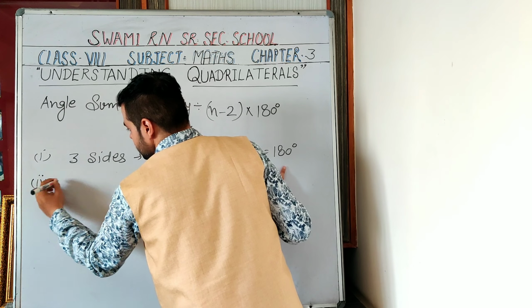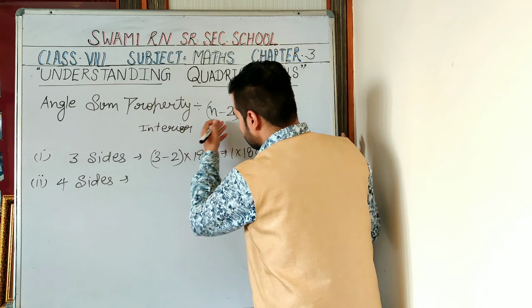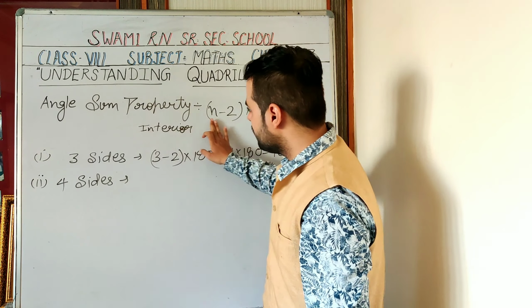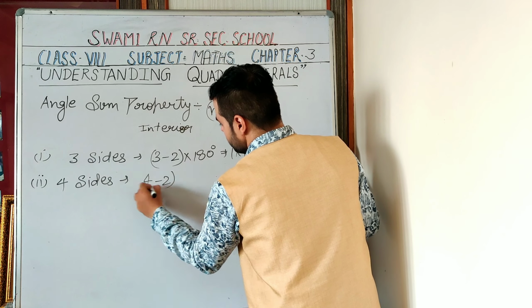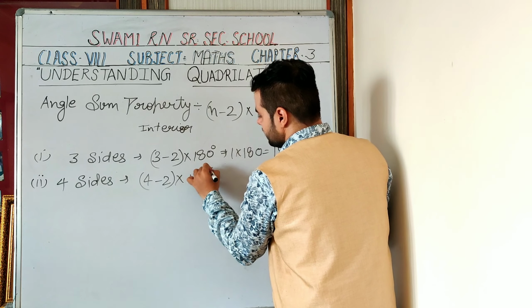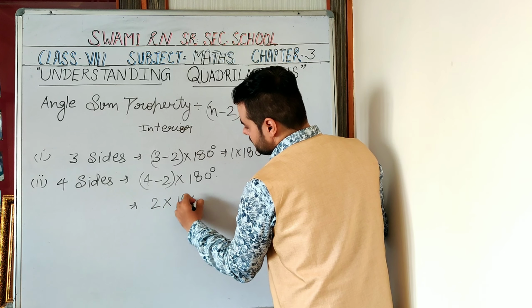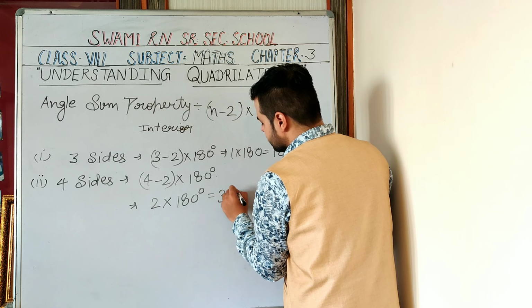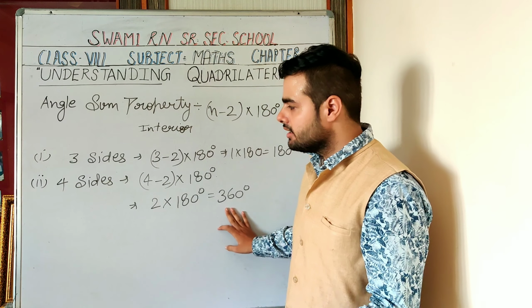Now we will take another example, 4 sides. We have to use the same formula. In this formula, n is equal to 4. So (4 minus 2) multiplied by 180. 4 minus 2 is 2, multiplied by 180 degrees, that is 360. So the sum of the 4 angles of a quadrilateral is 360.